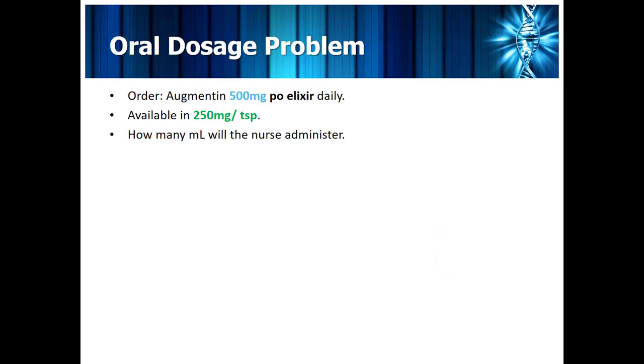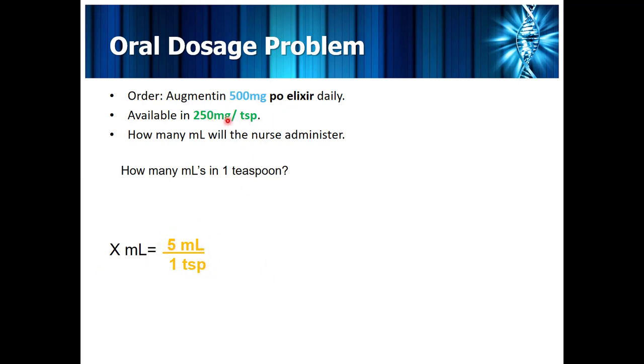Order: Augmentin 500 milligrams PO elixir daily. Available is 250 milligrams per teaspoon. How many mils will you administer? Okay. I have to know how many mils are in a teaspoon to be able to do this. So we'll start with mils. What do I have up there? Well, there's really nothing up there to convert, so I have to do the conversion. 5 mils is equal to 1 teaspoon.